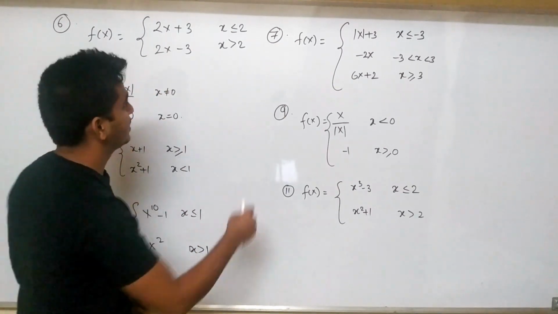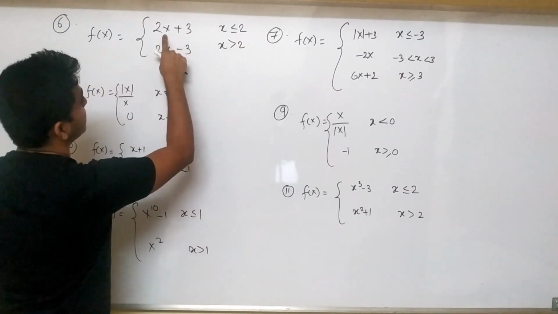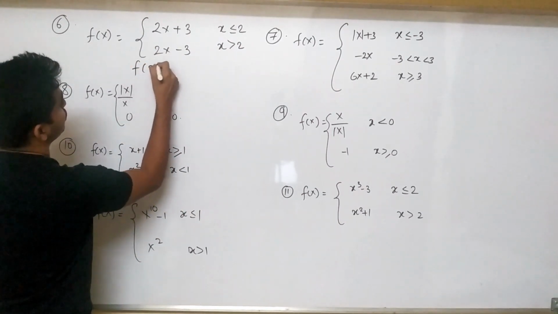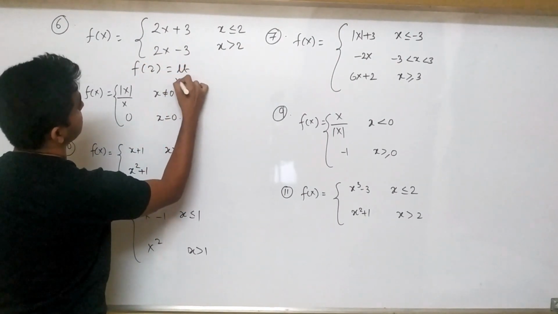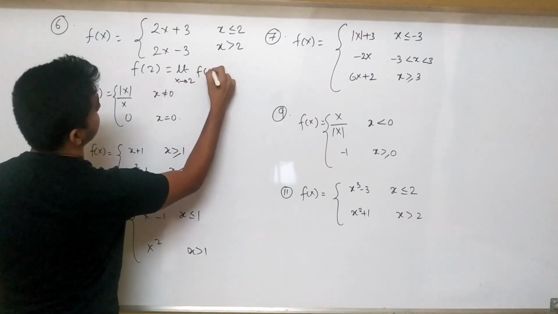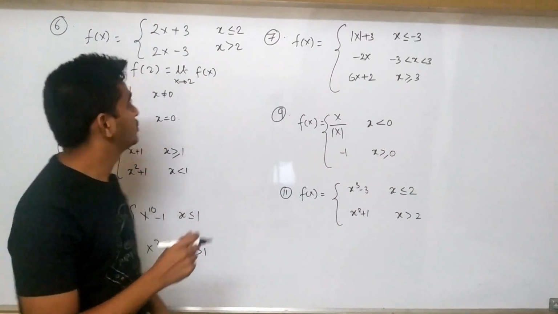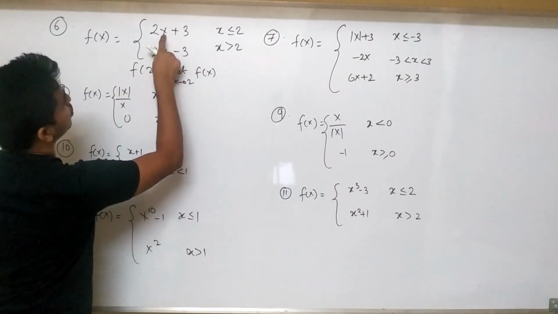So how can we check? When we plug in 2 over here, this has to be equal to this function, which is f of 2 should be equal to limit x tends to 2 of f of x, right? And this should be equal for each and every example which is given over here. So we'll check it. When we plug in 2, what will happen?